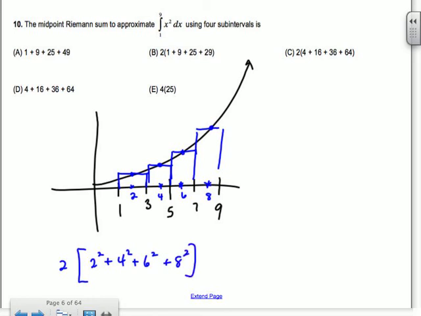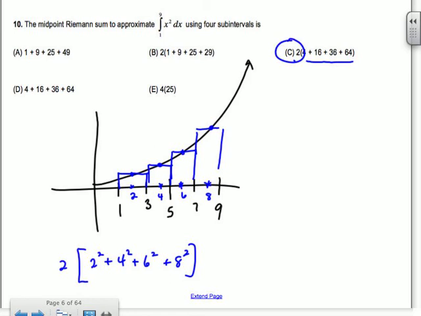Okay, and I went ahead, and I was silly, and I went ahead and found this answer. And then I looked at my answer choices, and I was like, oh, well, I just did a lot of work because it's already set up for you, right? This is in the form 2 times 4 plus 16 plus 36 plus 64, so it's C. So here's your answer. So always look at your answer choices.